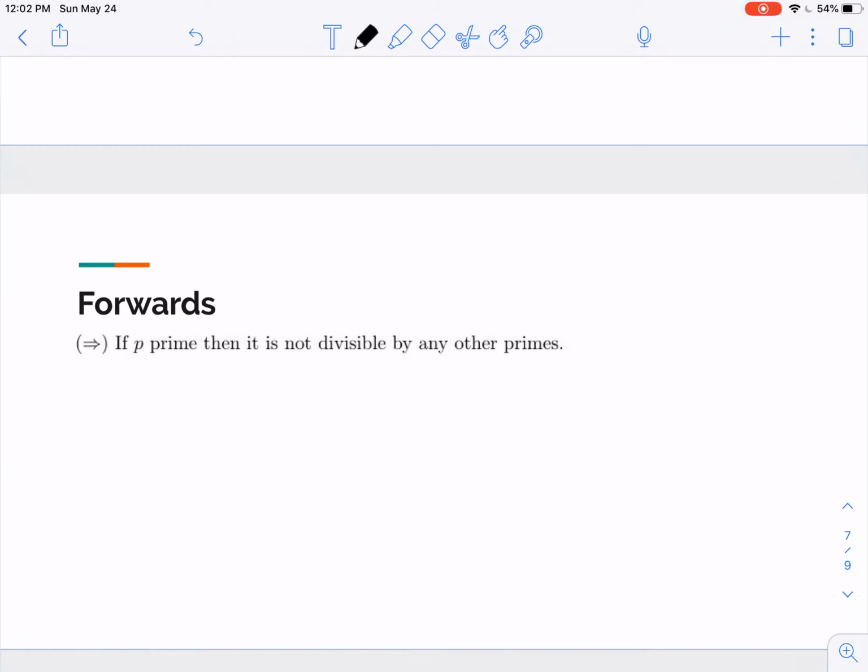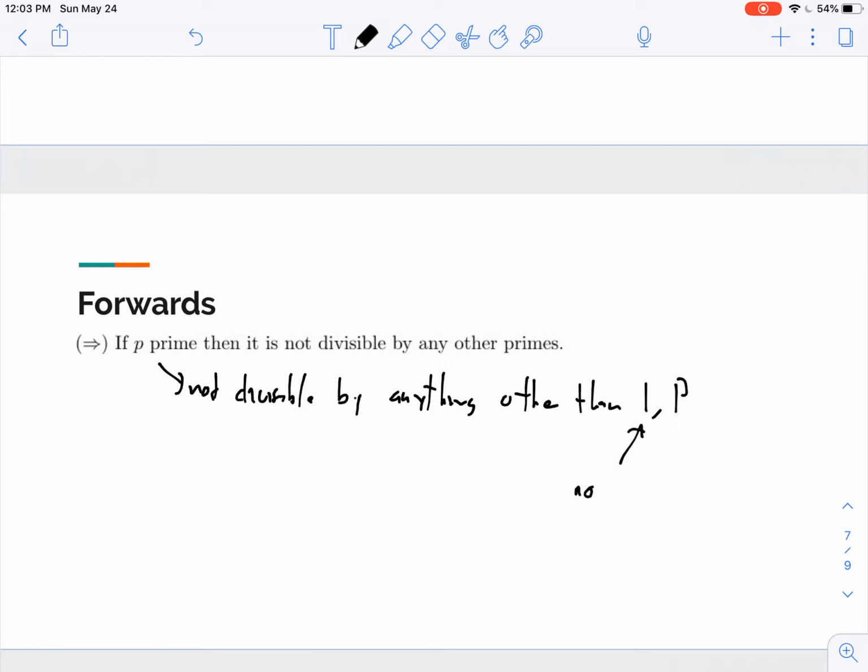Well, remember, by definition, if P is prime, it's not divisible by anything other than 1 and itself. And 1 is not prime. And P itself is not an other prime. So that means that we know P is not divisible by any other primes. This is a direct implication of the definition of P being prime.